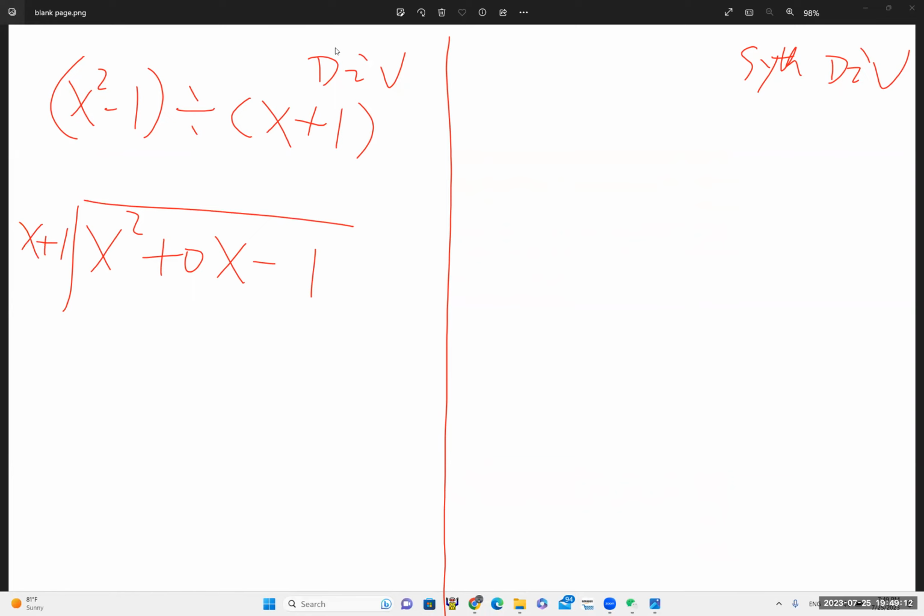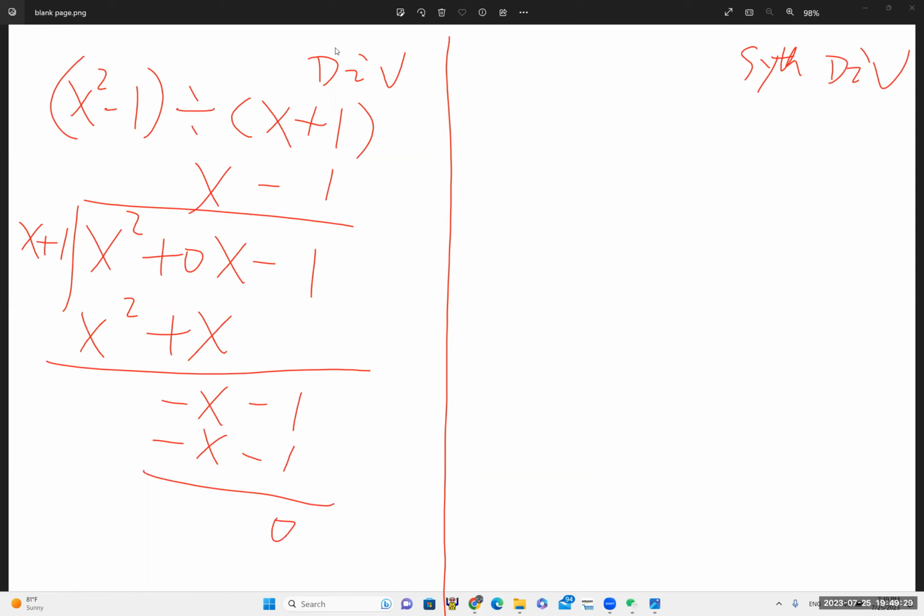Then, of course, first we get x. So here we have x squared plus x, right? We subtract, so here is negative x, negative 1. Then negative x, negative 1. Then we're done. No remainder, right?